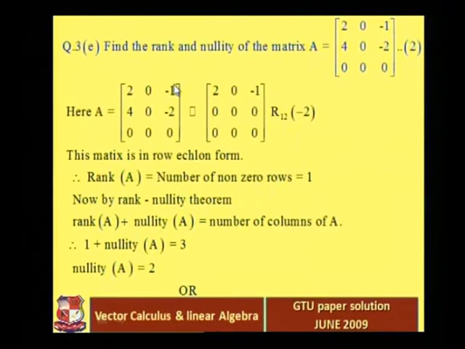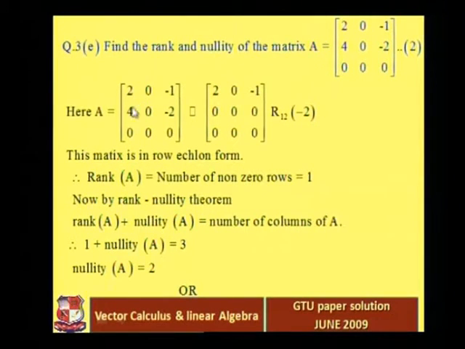Find the rank and nullity of the matrix A equal to [2 0 -1; 4 0 -2; 0 0 0]. So the first row is 2 0 -1, the second row is 4 0 -2, and the third row is 0 0 0. This question is for 2 marks. First of all, we have to convert this matrix into row echelon form.